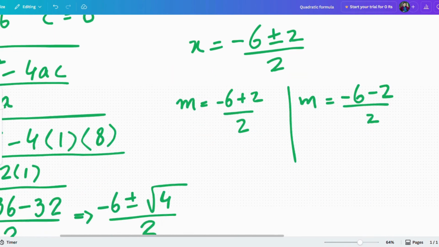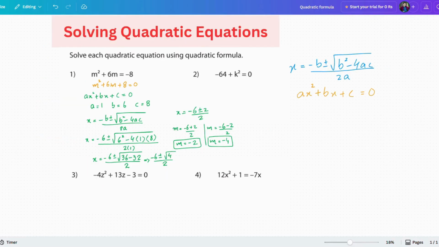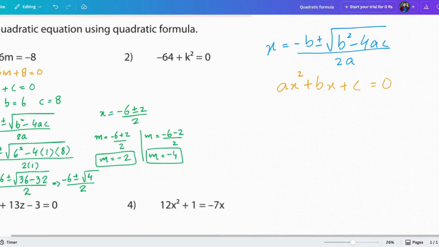All right. By this way, I will get m equals minus 6 plus 2, that's minus 4. Minus 4 divided by 2 is negative 2. And for this one, it will be m equals minus 6 minus 2, that's minus 8. Minus 8 divided by 2 is equivalent to minus 4. That's the answer for the first question, okay? Now let me move towards the second one.